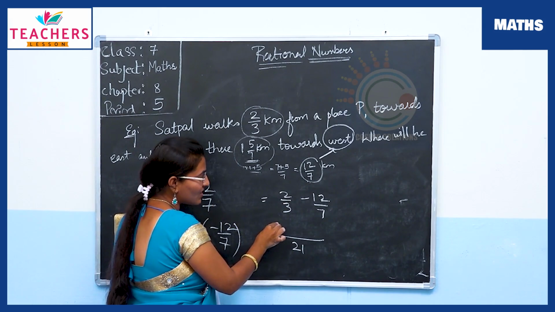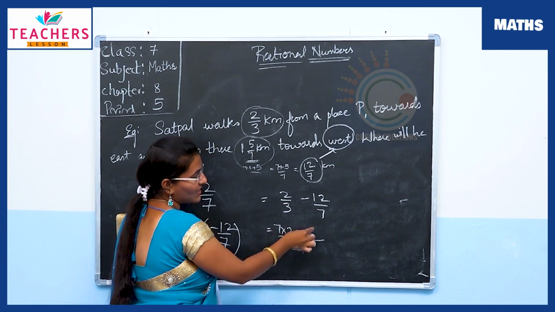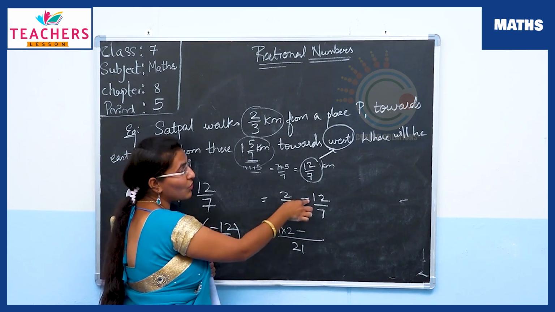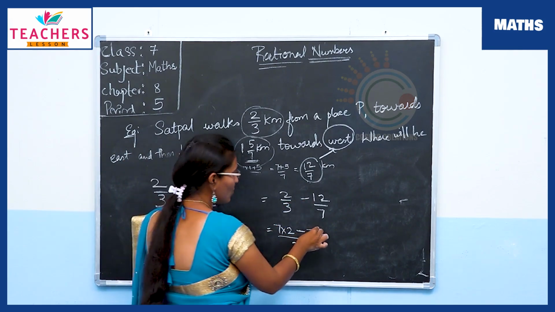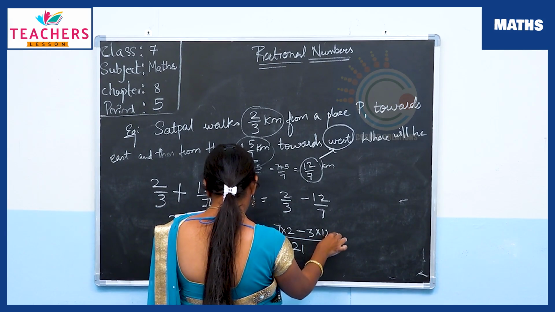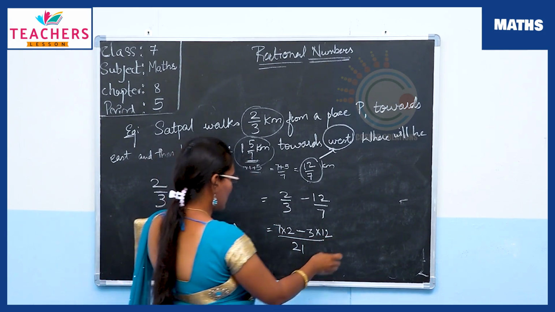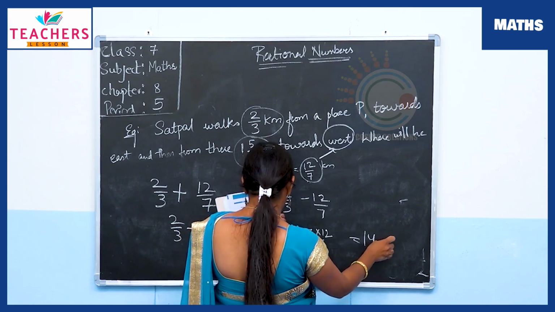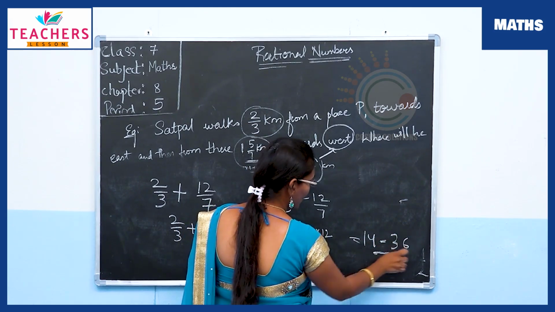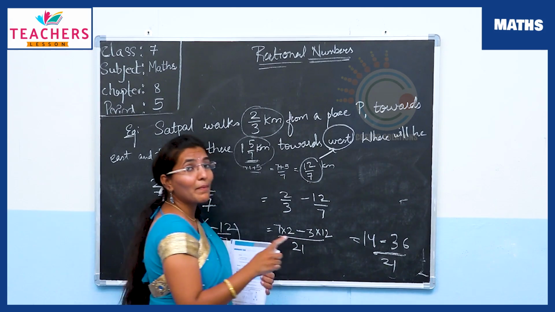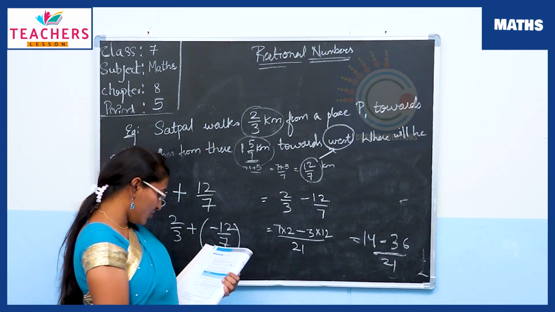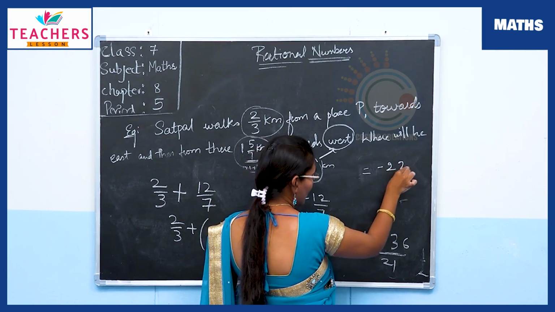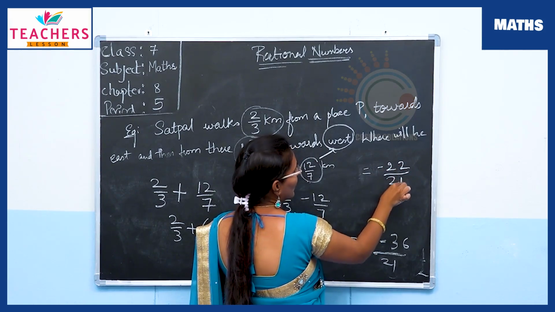7 into the numerator 2, minus. Here, 7 times how many is 21? 7 3s. So 3 into 12. Yes. So this is what, students? 7 2s are 14 minus 12 3s are 36, by 21. So 14 minus 36, what is the answer you are going to get? Yes, 14 minus 36 is minus 22 by 21.